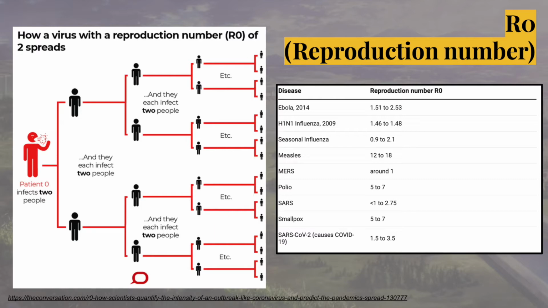And in the picture on the right, you can see some of the reproduction numbers of several viruses like Ebola, MERS, polio, and SARS-CoV-2. As you can see here, the measles virus has a reproduction number of 12 to 18, so it means that each person can transmit it to another 12 to 18 people. In this case, for SARS-CoV-2, since it's a new virus, scientists are figuring out that it's around 1.5 to 3.5. So it means that people who are infected with SARS-CoV-2 can possibly infect around 1 to 3 people.